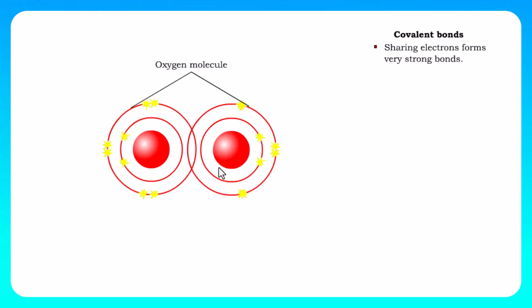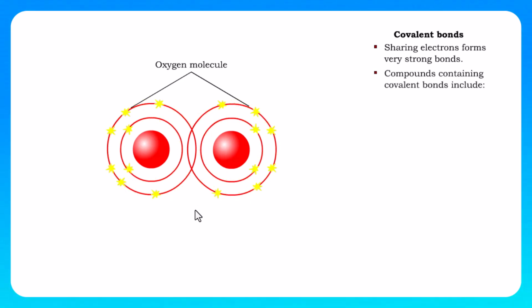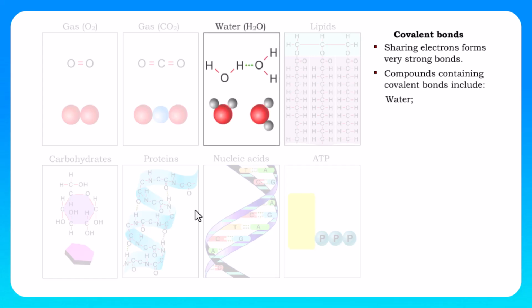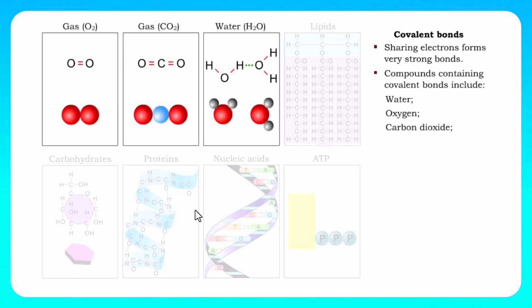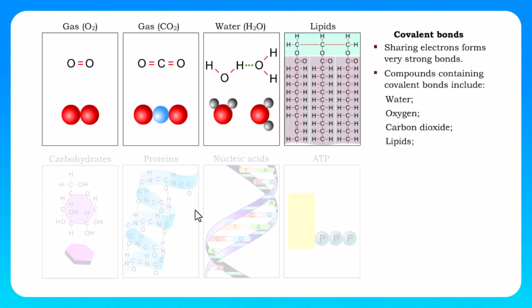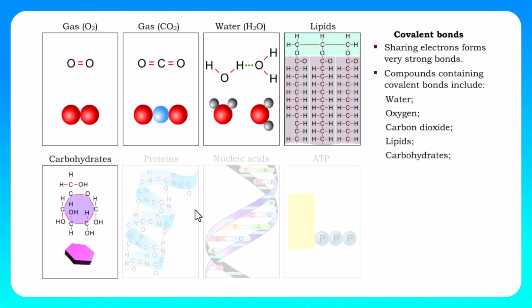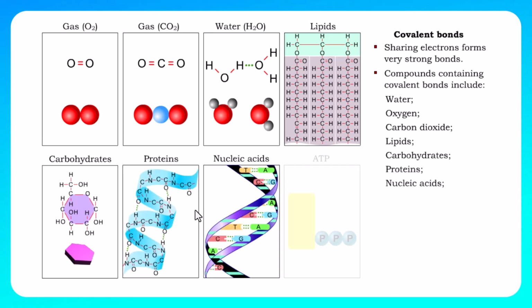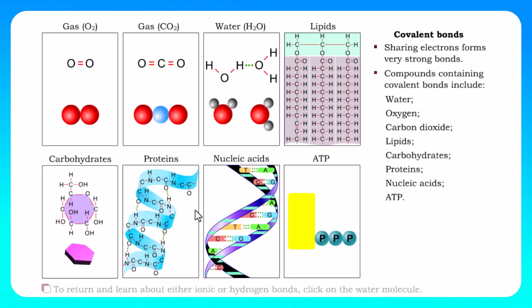Covalent bonds are the strongest of the bonds. Almost all the compounds in cells are held together by covalent bonds. These include water, oxygen and carbon dioxide gases, lipids, carbohydrates, proteins, nucleic acids, and ATP.